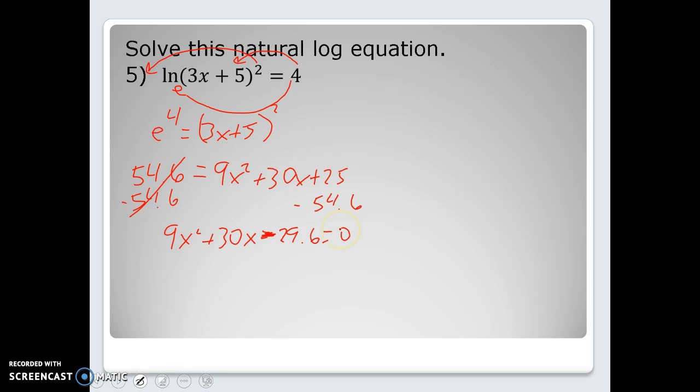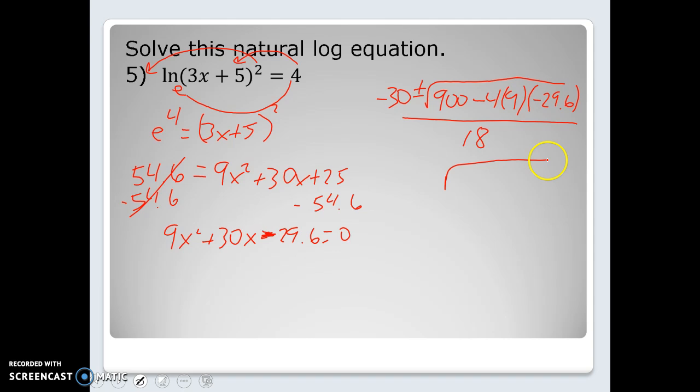So now I have a quadratic equation, and I'm going to want to solve this quadratic equation, so I can use the quadratic formula. So I'm going to have negative b, which is negative 30, plus or minus the square root of b squared, which is 900, minus 4 times a, which is 9, times c, which is negative 29.6, all over 2 times a, which is 18.